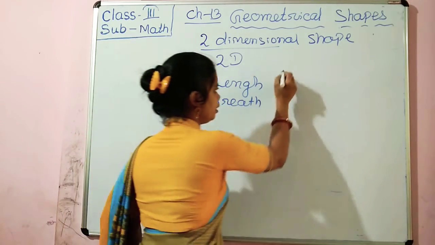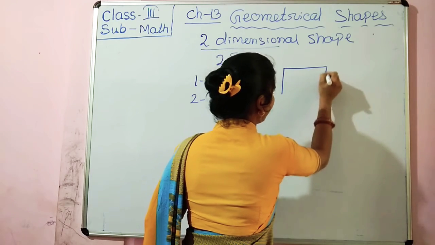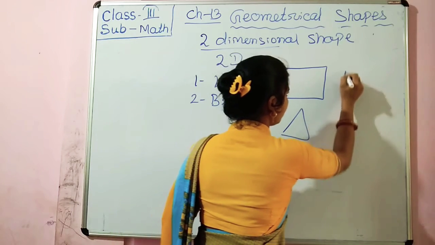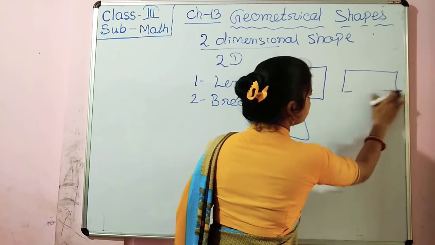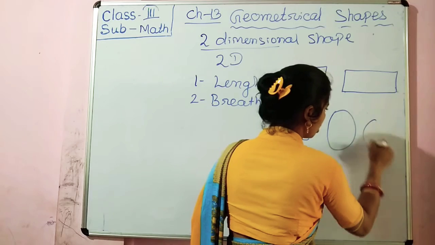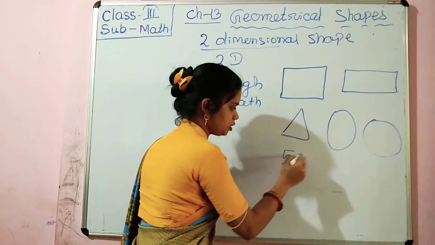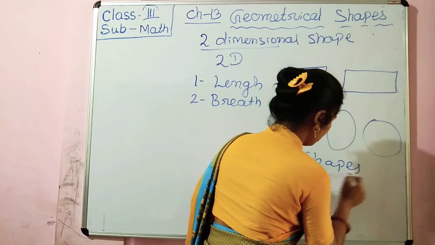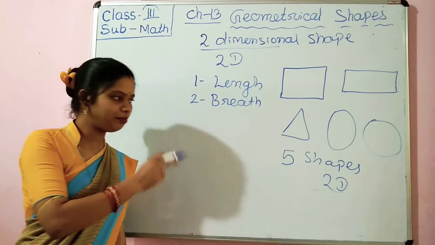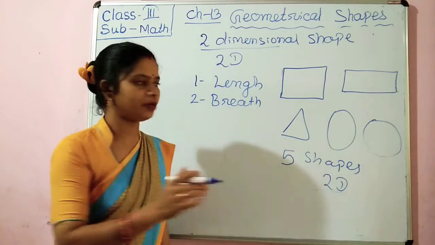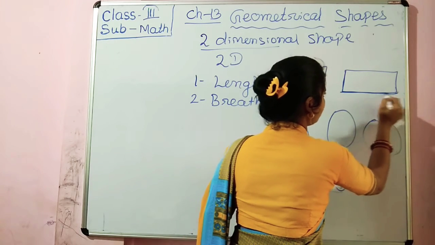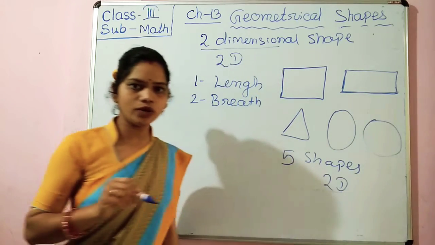Okay, look, here your square is a two dimensional shape. You have a triangle, a rectangle, oval or circle. These five shapes are 2D shapes. 2D means what? Two dimensional shape, that is length and breadth. These pictures have only length and breadth. It is the length, it is the breadth. Okay, this is called the length of the picture and it is the breadth.